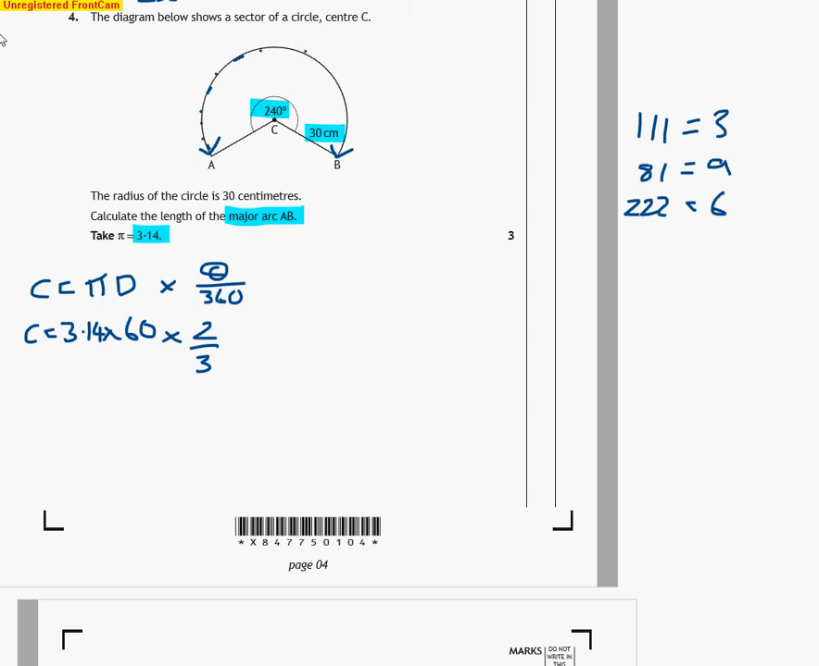Okay, so we're here. First thing I think I would do is this part. So 60 times 2 over 3. Well, we can do 60 times 2, then divide by 3, or we can do 60 divided by 3, then times by 2, which is probably easier. So 60 divided by 3 is going to give us 20, times by 2 is going to give us 40. Okay, so 3.14 times 40.